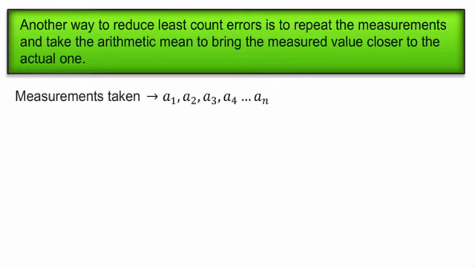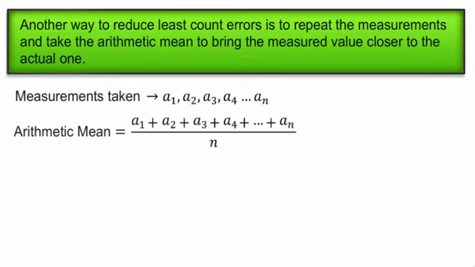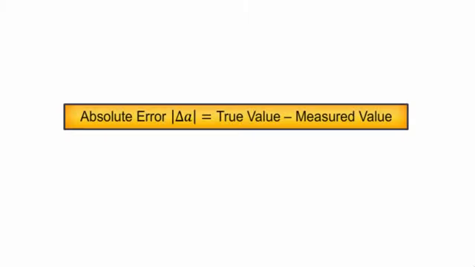If n measurements are taken, say A1, A2, A3, A4, so on till An, then the final value will be taken as the arithmetic mean of these n measurements. In the absence of a true value of measurement, this arithmetic mean is treated as the true value. The magnitude of difference between the true value and each measured value of a quantity is called the absolute error of that measurement. It is denoted by mod delta A.